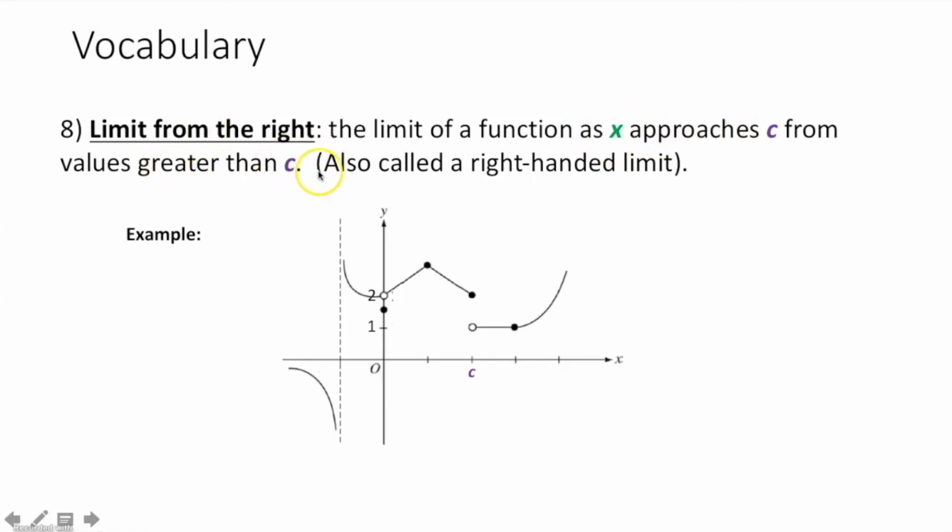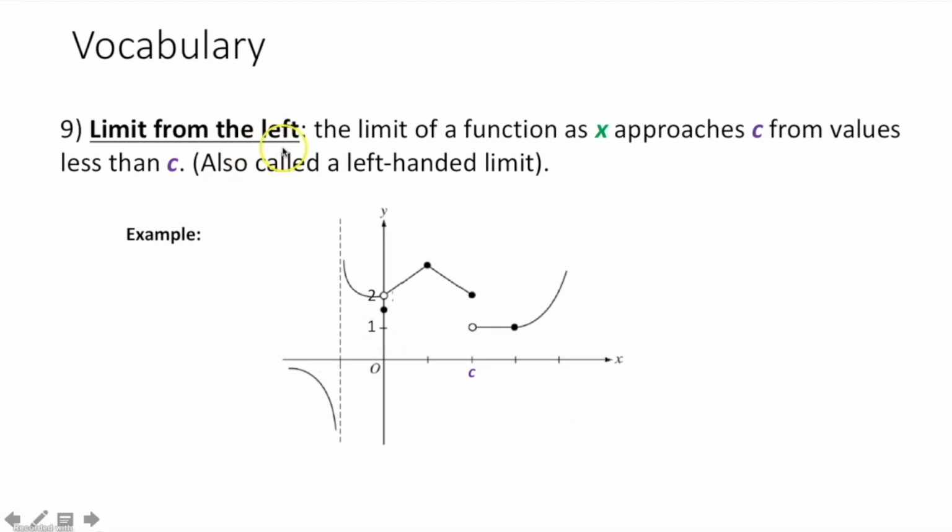Now, the limit from the right is the limit of a function as x approaches c from values greater than c. So that would be the right side of the graph where all the x values are greater than c. It's also called a right-handed limit. So the limit as x approaches c from the right side of the graph is equal to a y value of 1, whereas the limit from the left is the limit of the function as x approaches c from values less than c. That's also called a left-handed limit. If you're approaching c from the left side of the graph, or x values less than c, then we are approaching a y value of 2.